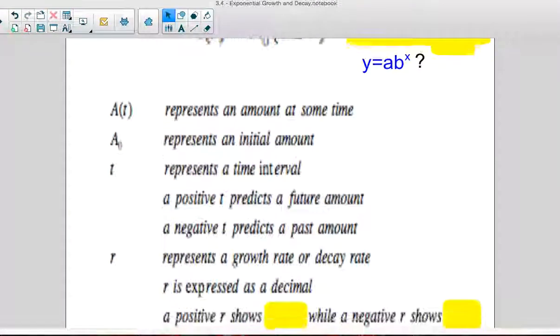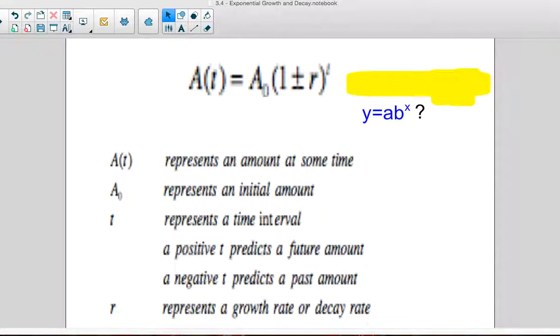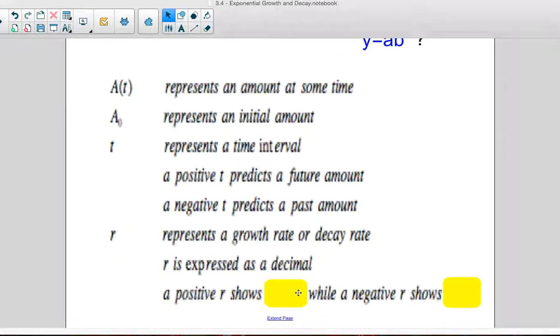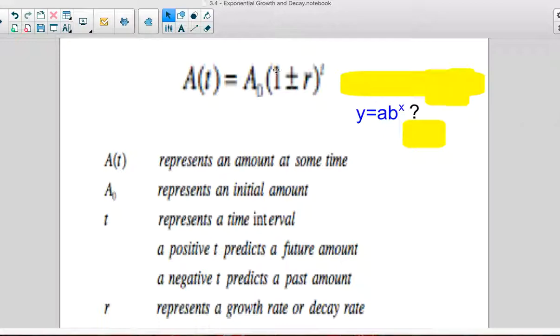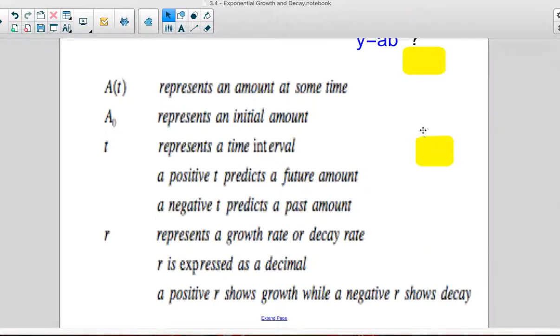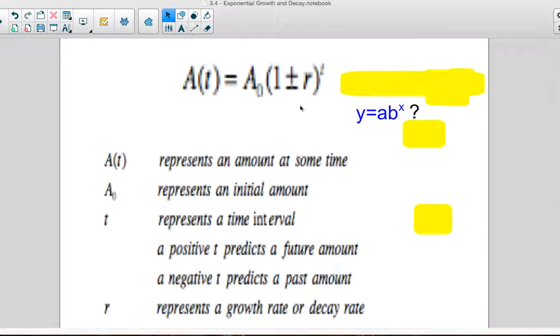And then a positive r value, so that would just mean 1 plus r, shows growth. So basically, if it's a problem involving something growing, exponential growth, you would use 1 plus r. That's why it's 1 plus or minus. And if the rate is decaying over time, you would show decay. So 1 minus r, right? So decay is 1 minus r, growth is 1 plus r. In the word problem, you'll be able to figure out if it's growth or decay.